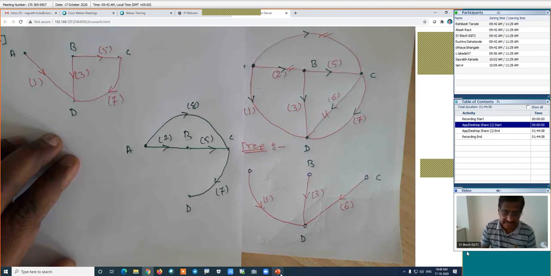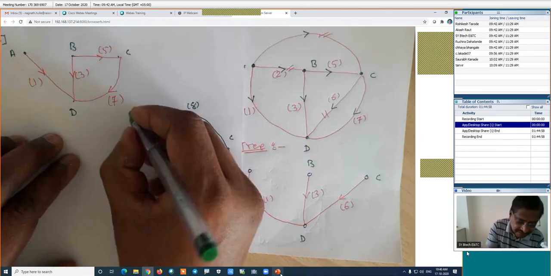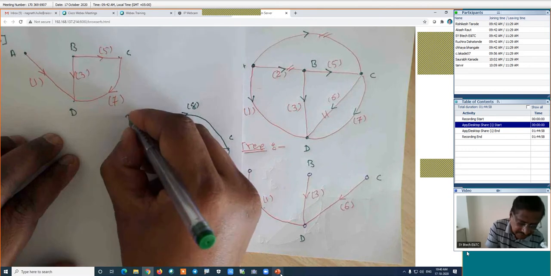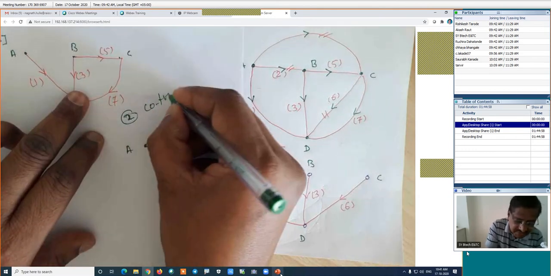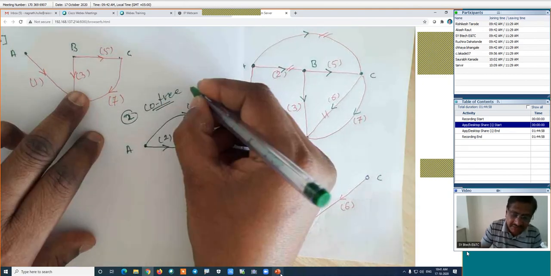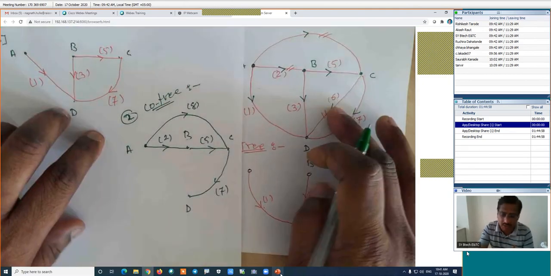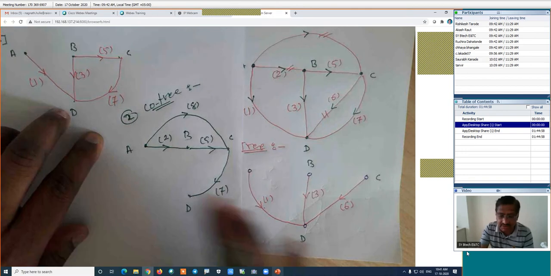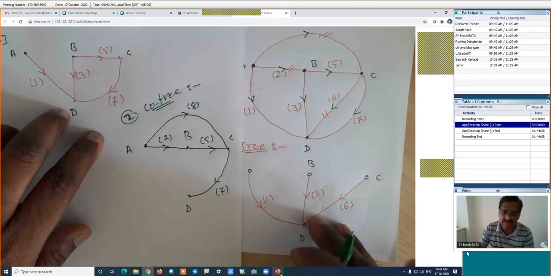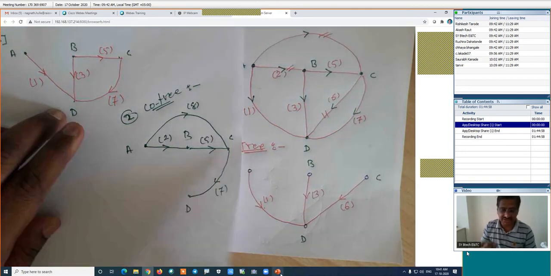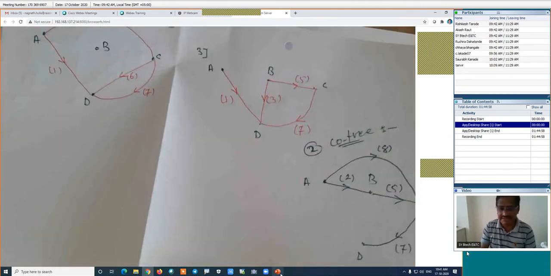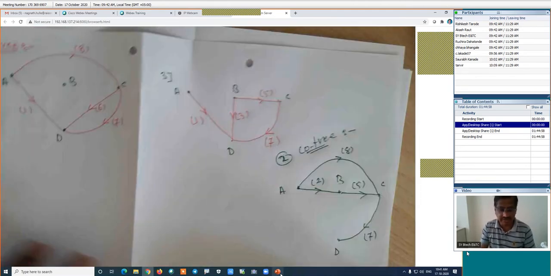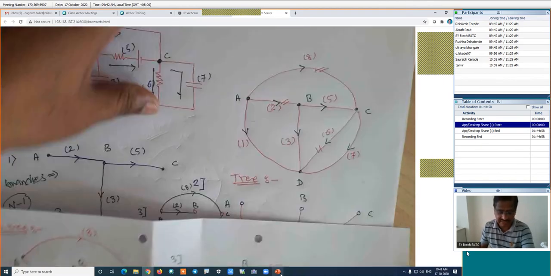Is it right? This is the cotree. This is the cotree for that particular figure. This is cotree. This is cotree. Means part of the graph together with the nodes excluding the tree branches is known as a cotree. That is the definition of the cotree. Whatever I have drawn here, these are the cotrees for the trees which I have selected.